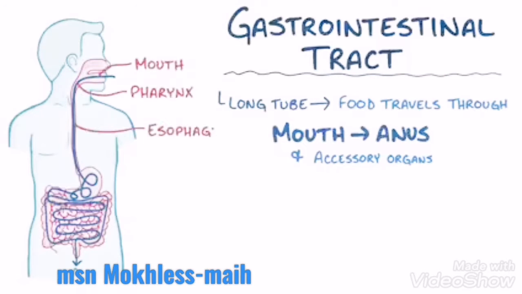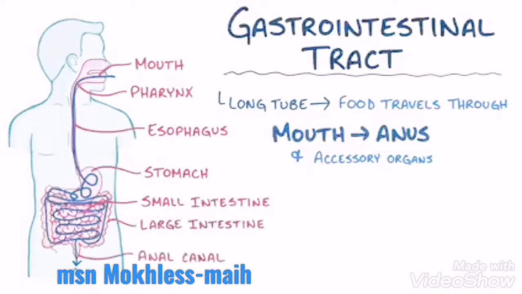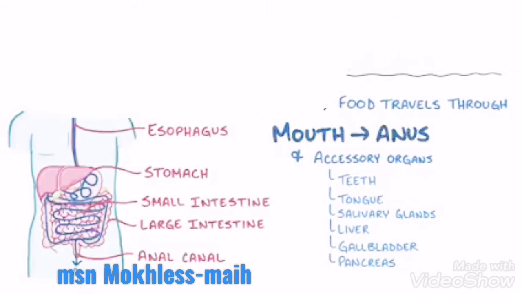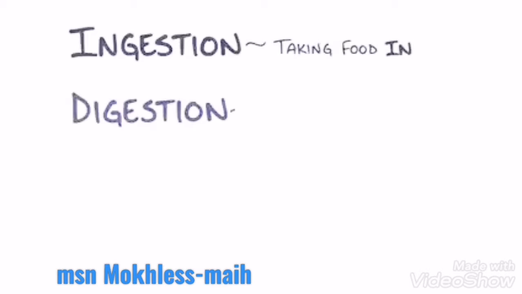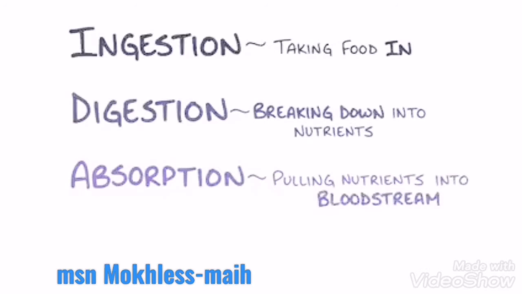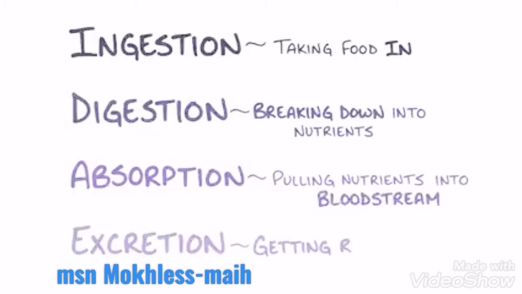The gastrointestinal tract contains several parts, and each part is responsible for a specific function. The gastrointestinal tract begins in the mouth and ends in the anus. The process includes ingestion, digestion, absorption, and excretion.